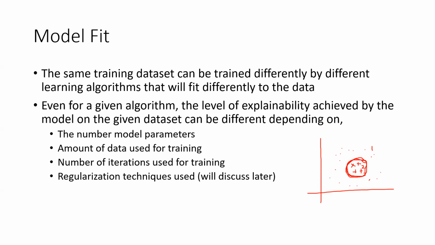Suppose you are selecting a different machine learning algorithm. Instead of logistic regression, you use a support vector machine. This curve will fit in a different way if we are using a different machine learning algorithm. We will discuss later what we really mean by model fit.